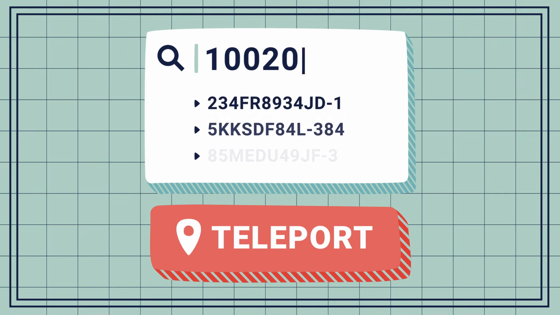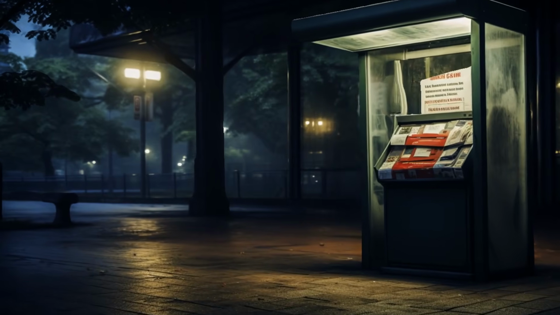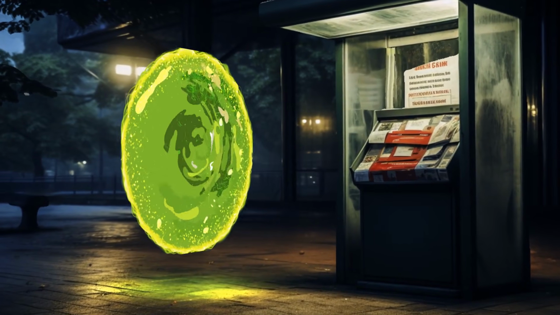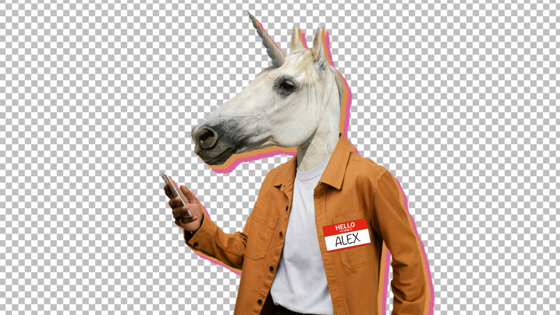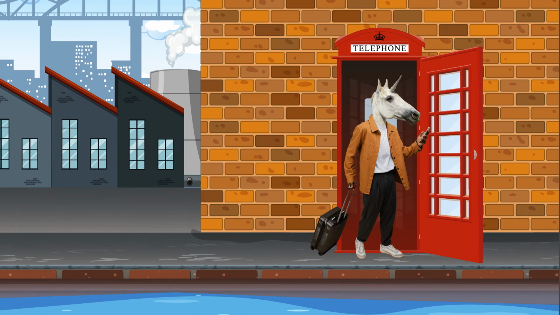New York? Okay, type in 10020. Now, you need to pick a location. Let it be this place. It used to be a newspaper kiosk. Yes, those were utilized too, because no one reads newspapers anymore. Let's say you're Alex. Can I call you Alex? Well, I will. So, Alex, you confirm your choice and press that button.